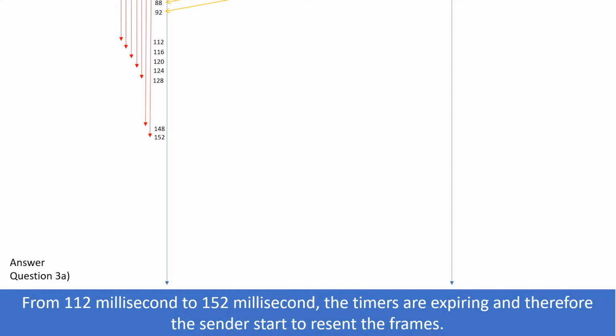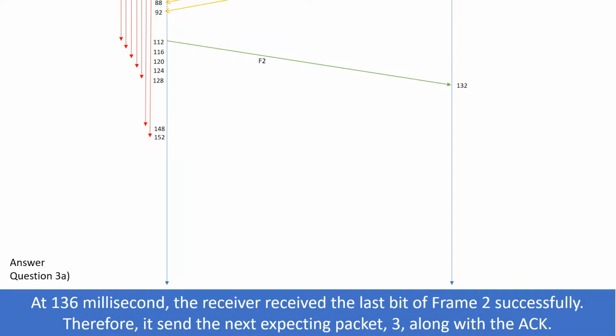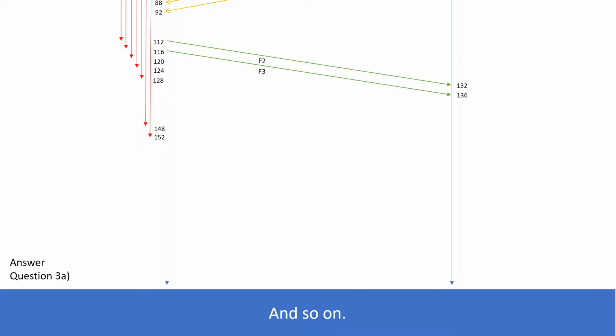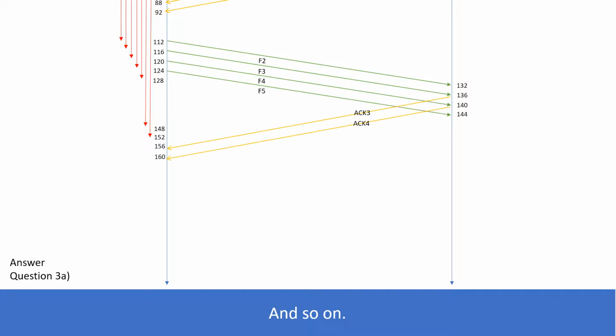From 112 milliseconds to 152 milliseconds, the timers are expiring and therefore the sender starts to resend the frames. At 136 milliseconds, the receiver received the last bit of frame 2 successfully. Therefore, it sends the next expected frame, 3, along with the ACK, and so on. Finally, at 204 milliseconds, the transmission is completed.